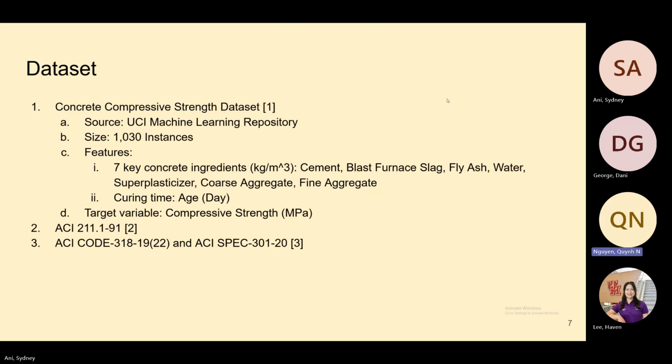So for our project, we used three primary resources: the UCI concrete compressive strength dataset, the ACI 211 standard practice document, published in 1991, and a summarized durability guideline from the ACI Building Code 318 2019 edition and the ACI specification 301 published in 2020. The UCI dataset provides 1,030 samples with key features such as cement content, water, aggregate, blast furnace slag, fly ash, superplasticizer usage, and curing time.